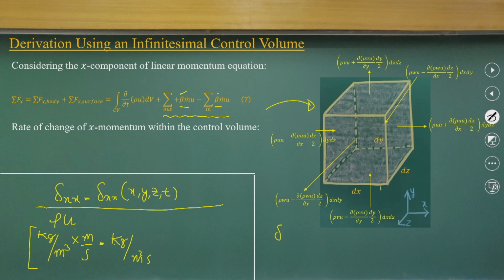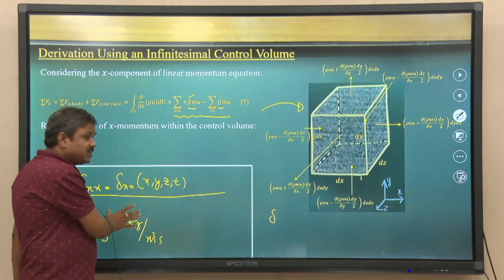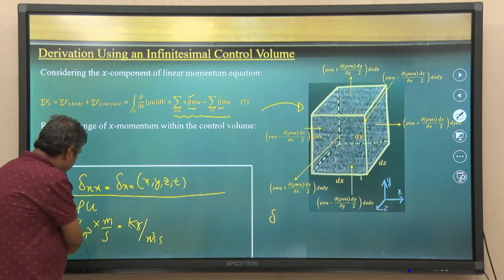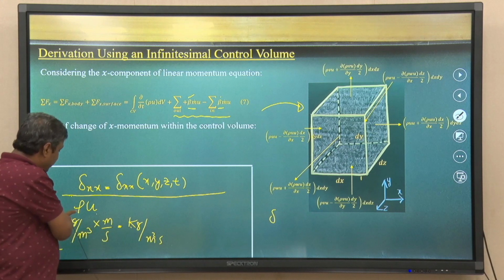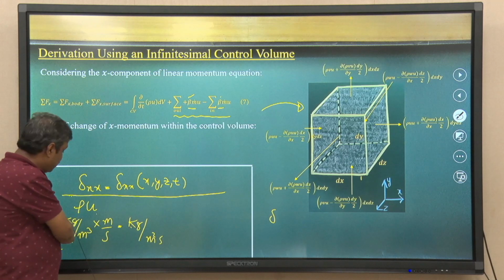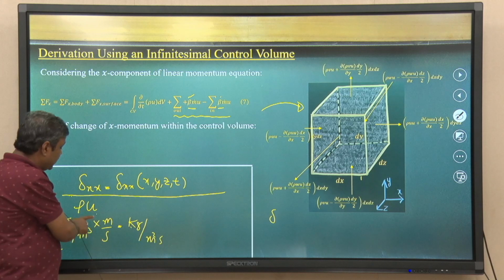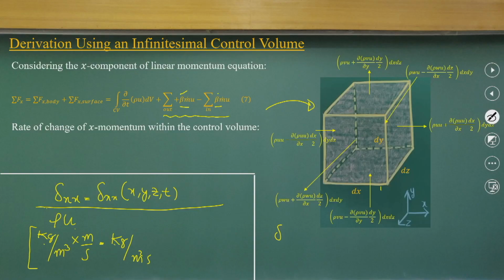Always put the dimensions to check a component and understand what its meaning is. That is the basic fluid mechanics understanding: you always substitute the units to understand what it is. When you have rho into u, that means the density, mass per unit volume, into velocity in meter per second, I am getting mass flux, mass per unit time per unit area. That is what mass flux is.